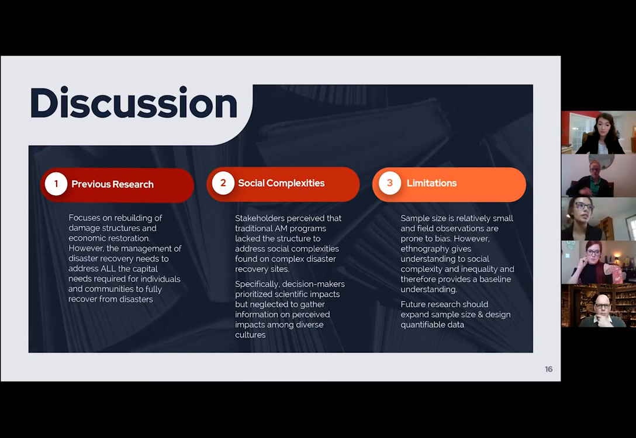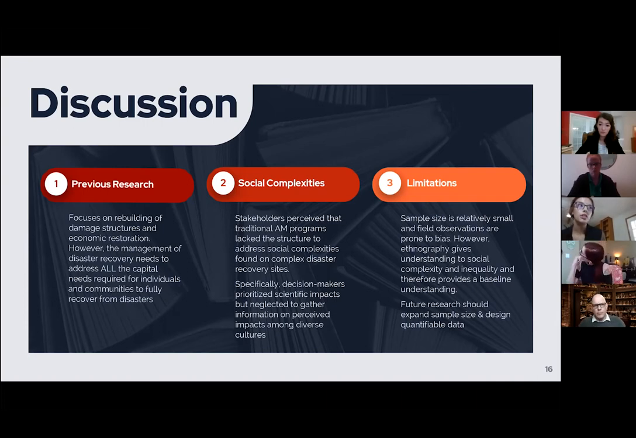The limitations of this research are that the sample size is relatively small and the field observations are prone to bias. However, to give a baseline understanding, I believed ethnography approaches were important due to its nature to improve understanding of social complexities and inequality among community groups.